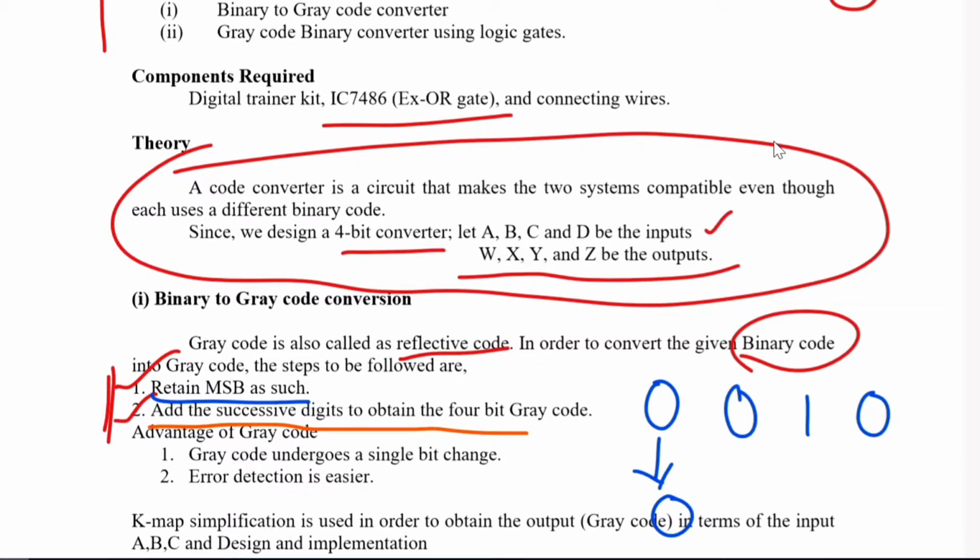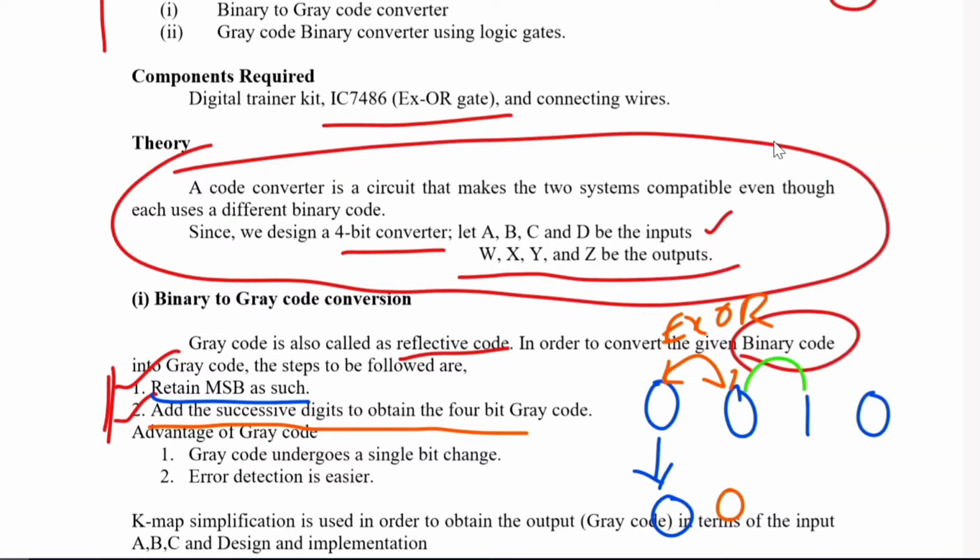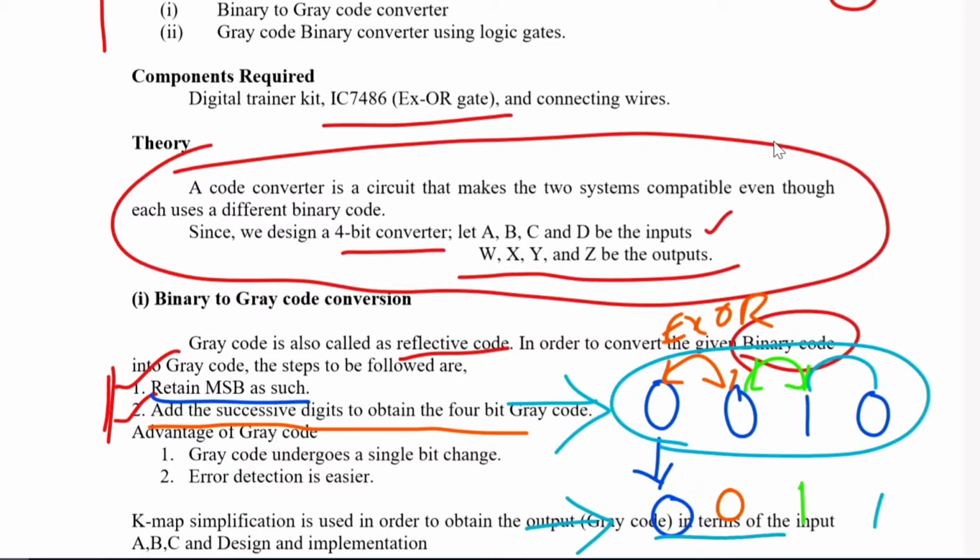Add the consecutive digits means now XOR the consecutive bits. So what did we get? 0 XOR 0 is 0. Now make the next successive XOR. 0 XOR 1 is 1. Now the next successive XOR. 1 XOR 0 is 1. So when you have a binary input of 0, 0, 1, 0, our output should be 0, 0, 1, 1.